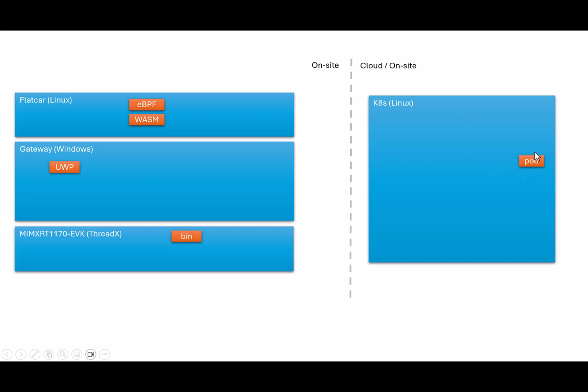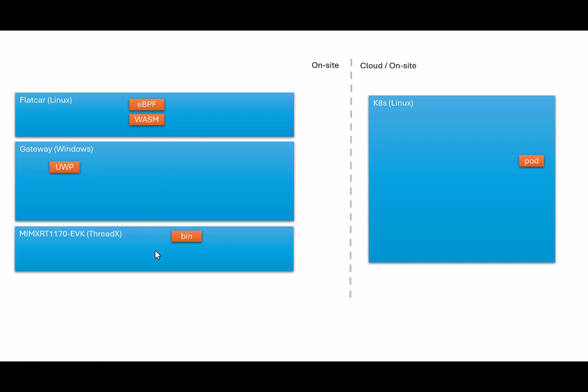For Kubernetes, I want to deploy a pod, and for the Flatcar system, I want to deploy a WebAssembly module and the eBPF module. And for the Windows gateway, I want to deploy a Windows application. And for the NXP board, I want to flash a binary. In the software-defined vehicle scenario, you can imagine the Kubernetes cluster is the HPC cluster, the Flatcar is the ECU, and the gateway is the infotainment system, and the NXP board is the sensor.